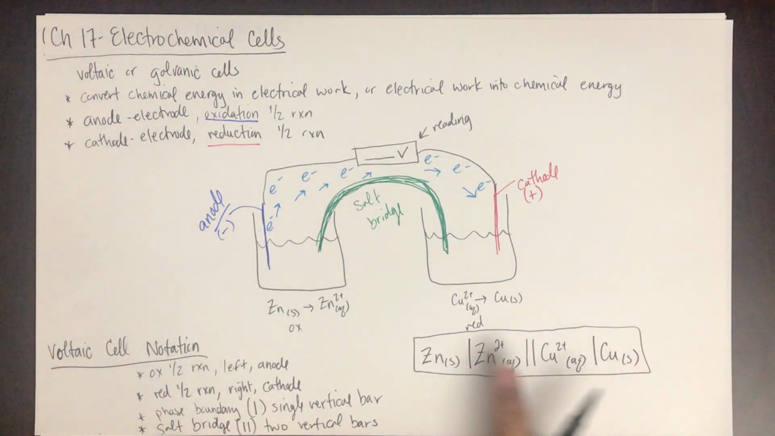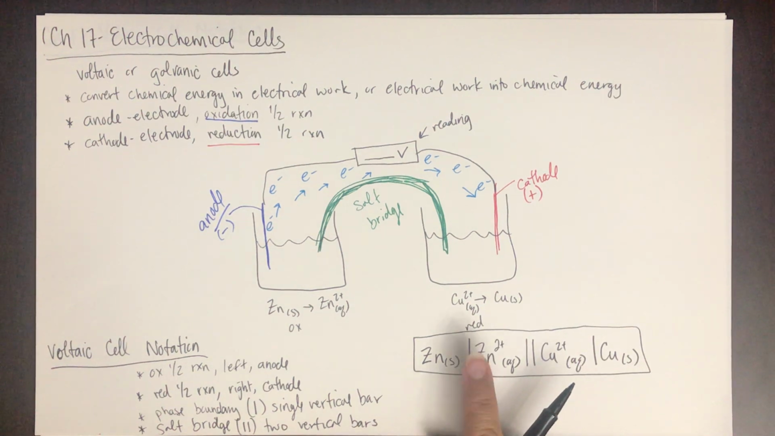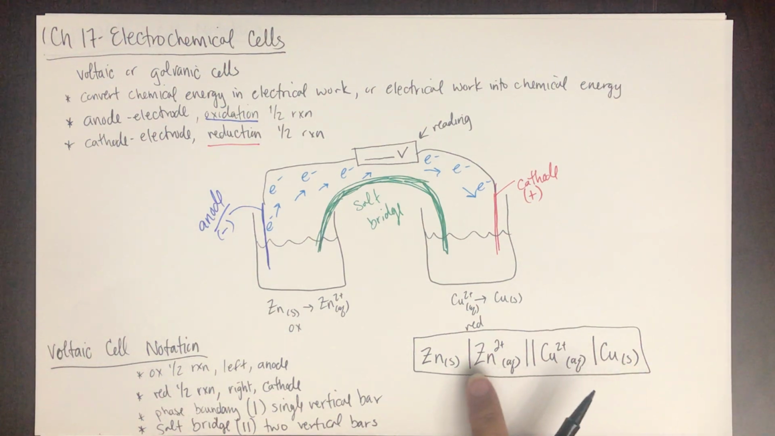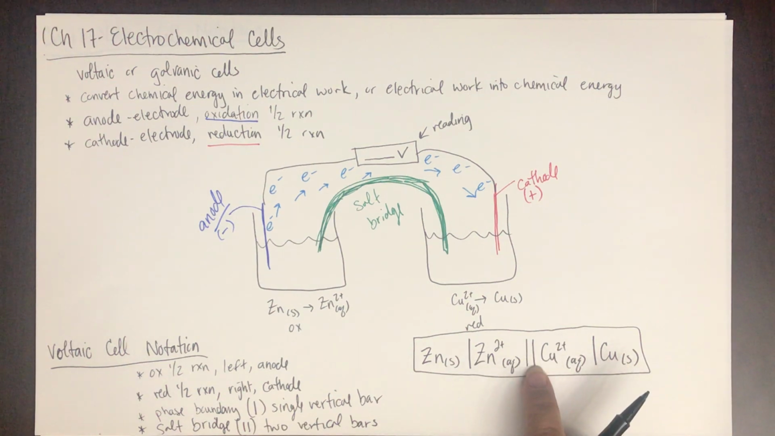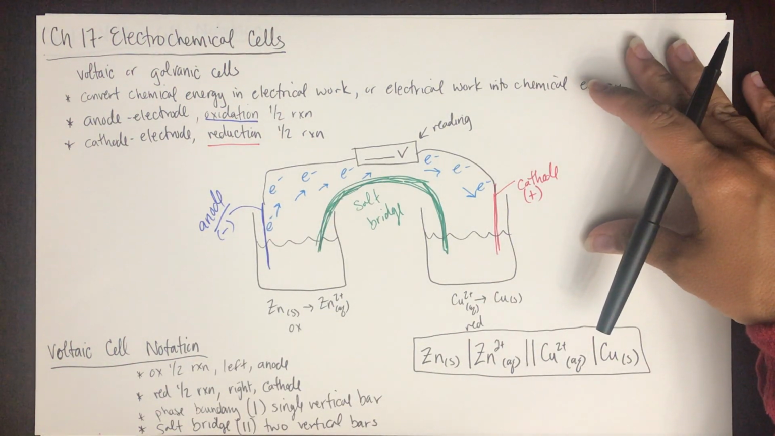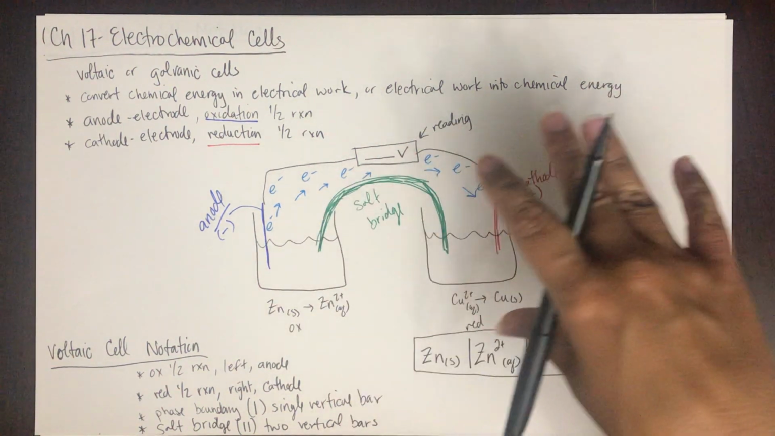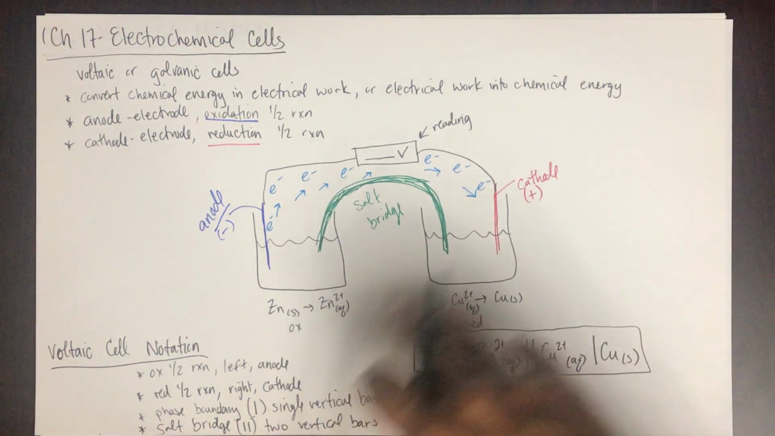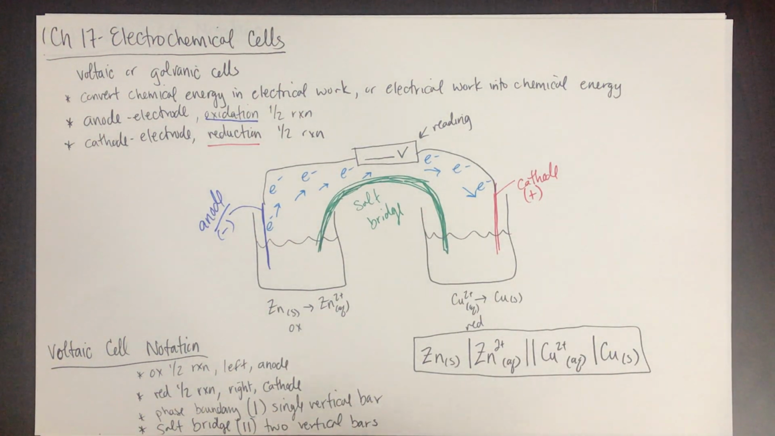What's important is that your oxidation reaction is written on the left, where the anode is. The reduction reaction is written on the right, where the cathode is. You have a single bar for phase boundaries within the half reactions, and then a double bar between the two half reactions representing the salt bridge. So this is a picture of an electrochemical cell measuring the volts of the transfer of electrons between these two half reactions, and this is how we would represent it in a shorthand called Voltaic cell notation.